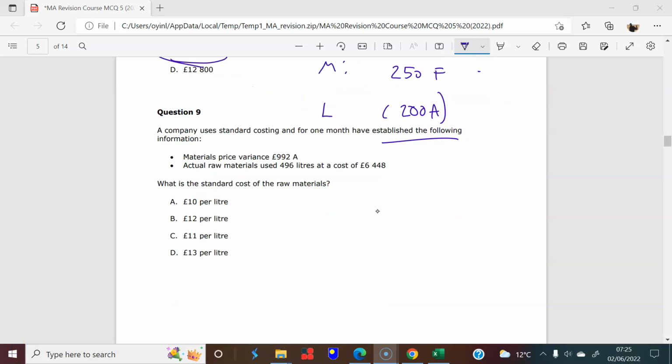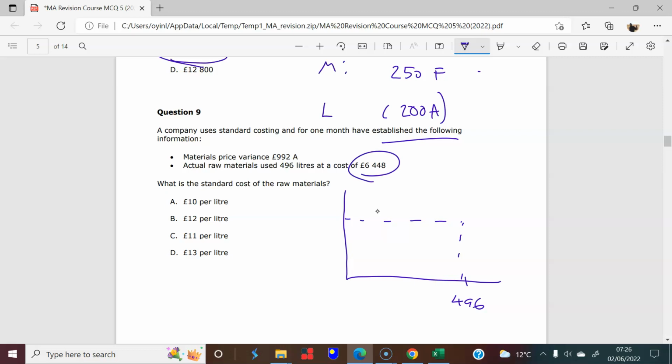Right, so let's look at what's going on here. We're told that the actual raw materials used, you actually used 496 at a cost. So you spent 6,448 on these materials. There's a figure here. You know what? You don't need it, but I'm just going to find it. And that's £13. That's what you actually spent, actual spend.